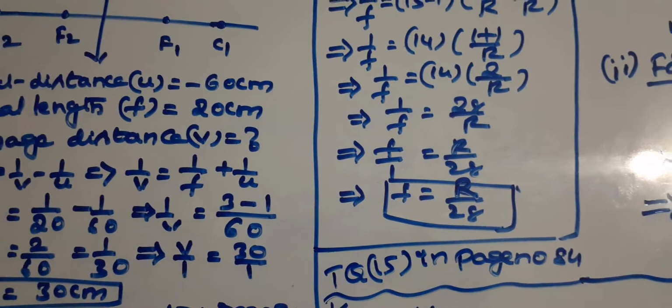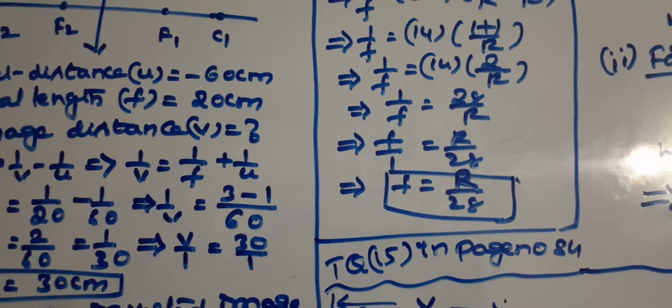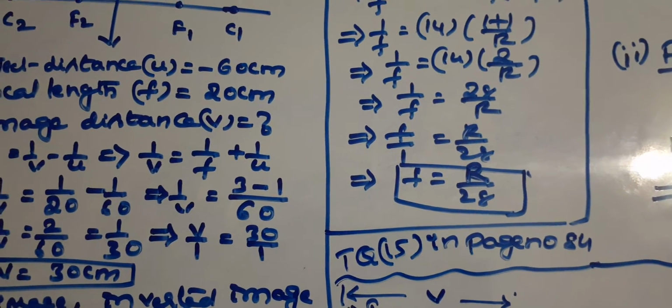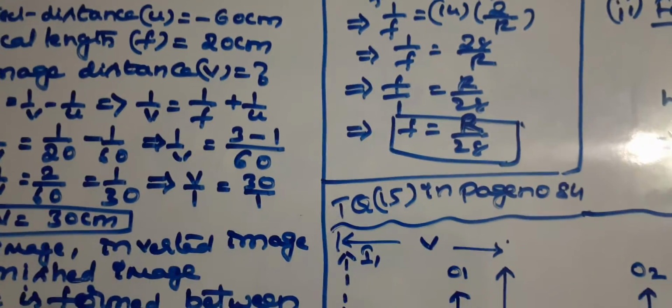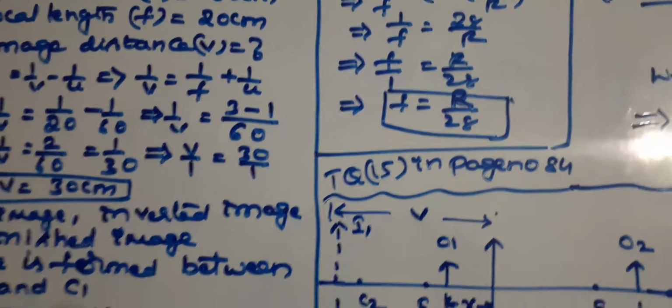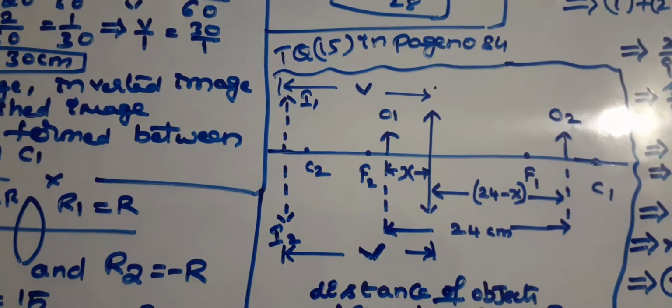But we want f but not 1 by f, that is why we are taking the reciprocal. F by 1 is equals to R. So focal length is R, students. That's all the solution for the second one. Now textual question number 15 in page number 84 in this chapter.